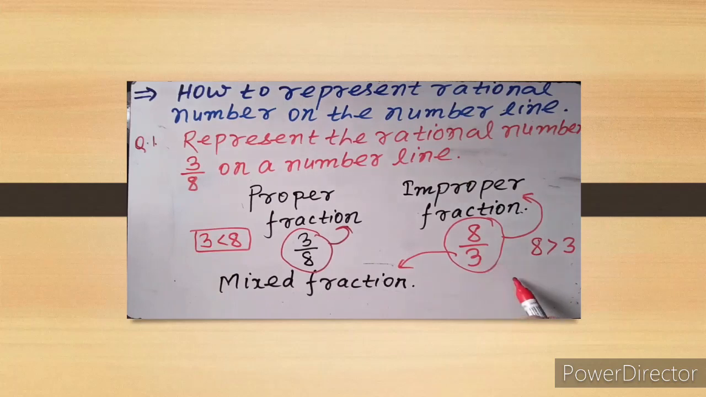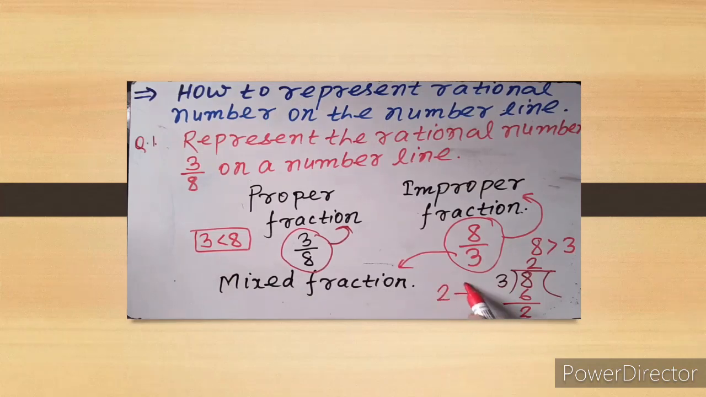So we have to divide. We will divide 8 by 3. 3 2s are 6. 8 minus 6, what will we get? 2. So we can write this as 2 integer 2 by 3. We can read it as 2 integer 2 by 3. 2 3s are 6 and 2, 8 upon 3. So we have understood from here what a proper fraction is.